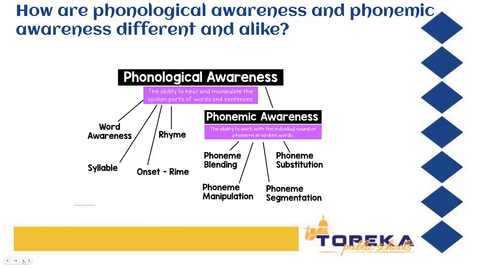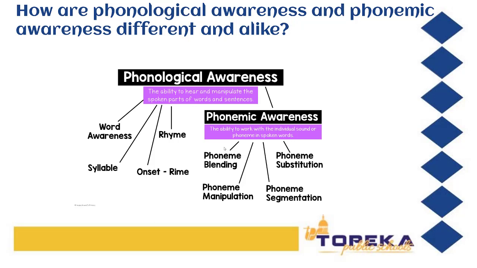So in just a moment, we're going to transition to phonemic awareness. But if you'll see the picture on the screen, it's going to show you phonological awareness and phonemic awareness. And again, phonological awareness is the ability to hear and manipulate the spoken parts of words and sentences. Again, word awareness, syllables, onset and rhyme, and when we come over here to phonemic awareness, this is the ability to work with the individual sounds or phonemes in spoken words.